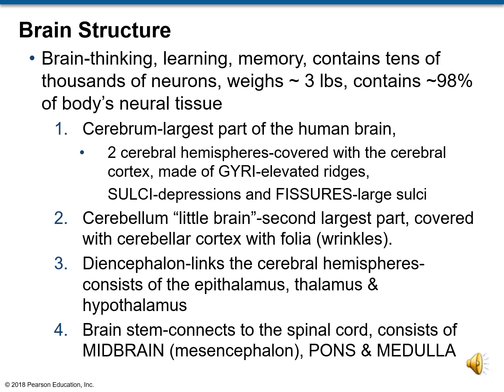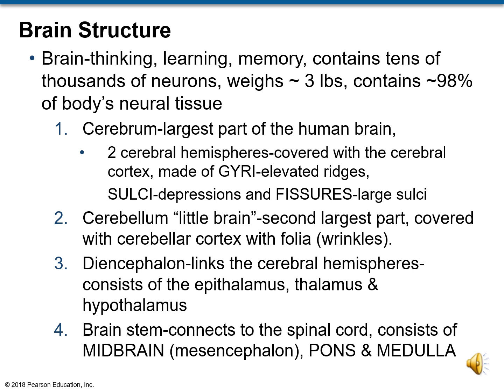It contains tens of thousands of neurons and weighs about 3 pounds. It contains approximately 98% of all of the body's neural tissues. Now, it is divided up into different structures. The cerebrum is the largest part of the human brain.